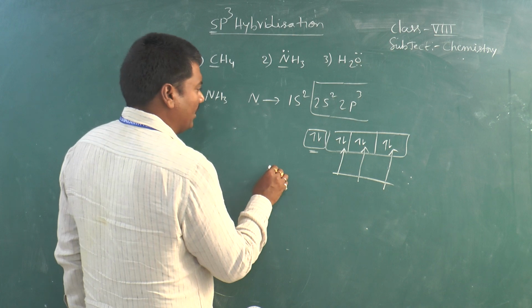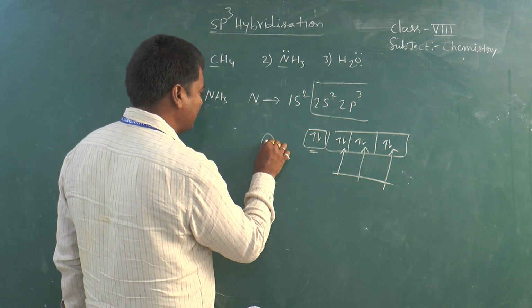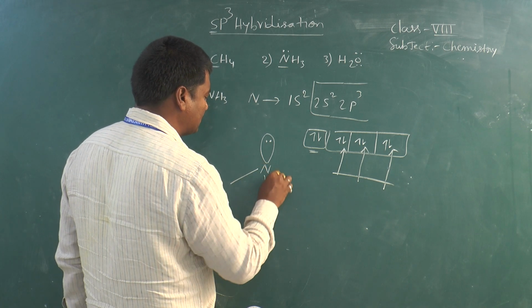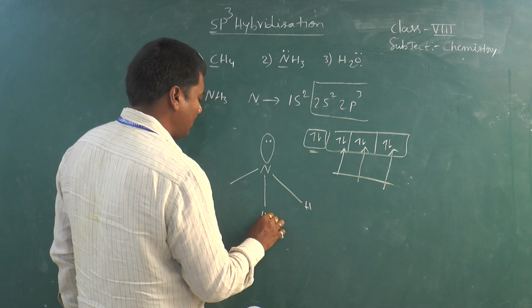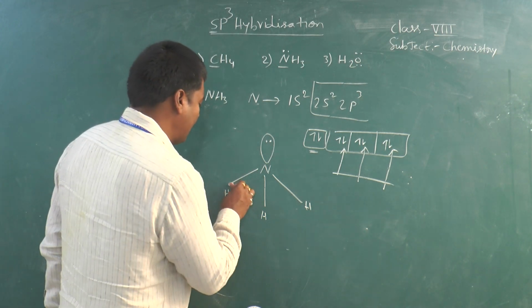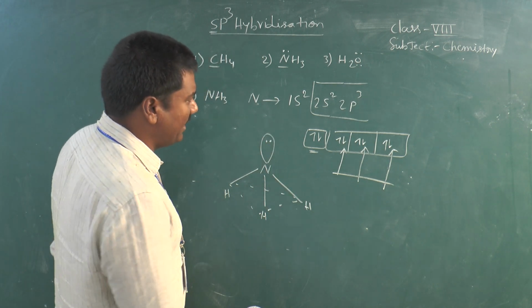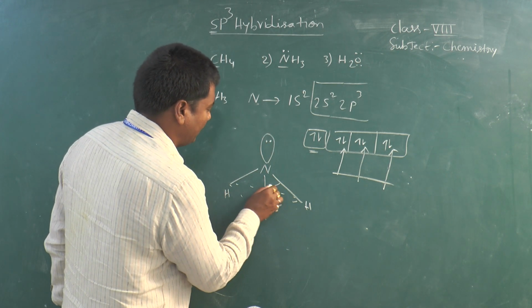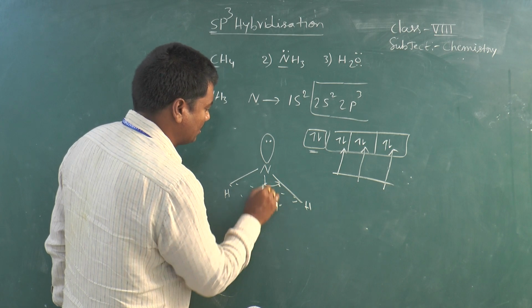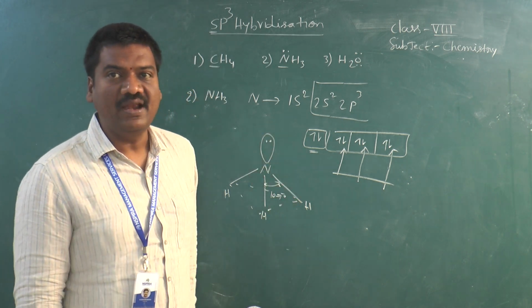Then if you come to the shape of the molecule, 1 lone pair is there, 3 bond pairs are there. And here the shape of the molecule is a pyramidal shape, and the bond angle between hydrogen, nitrogen, hydrogen is 107 degrees.